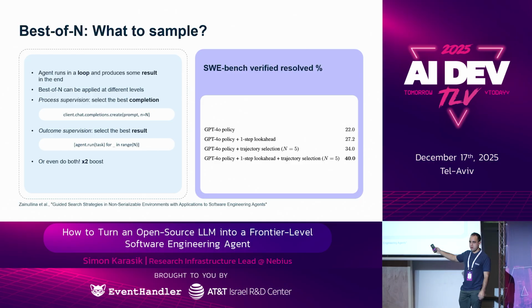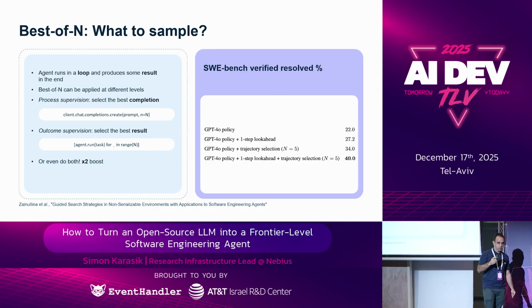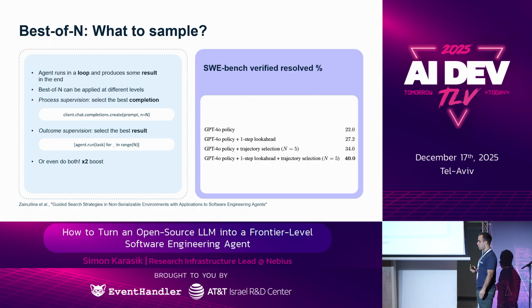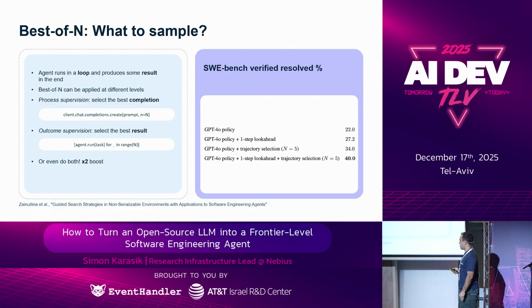And as we show with our research in our paper, this technique is extremely powerful. For instance, we had GPT-4o as a base model for our agent, and initially it scored just 22%. But once we combined both of these techniques, we were able to increase the quality up to 40%, which is almost a 2 times increase in quality without any fine-tuning, without any modifications to the model, just by running the model several times and selecting the best result.